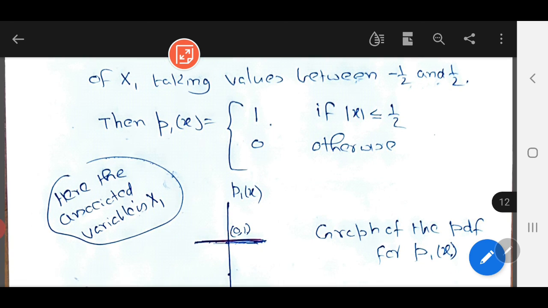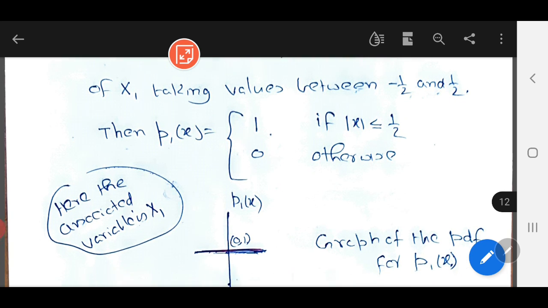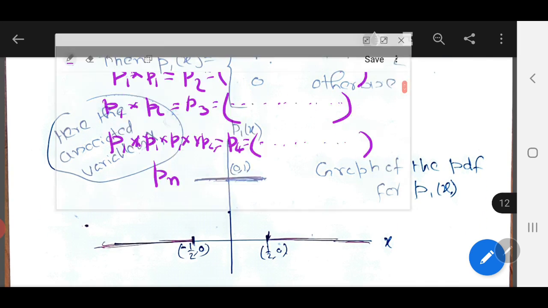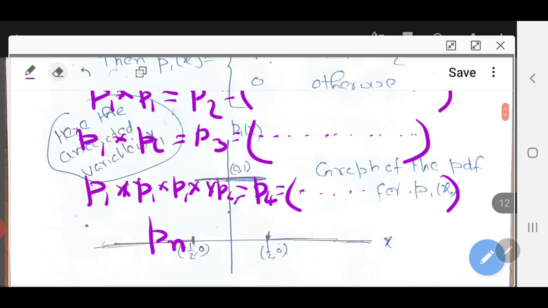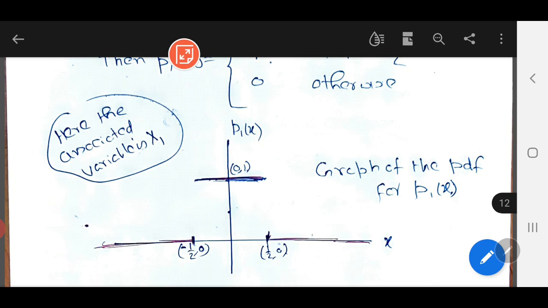So here I have taken an example. Again we started with a uniform random variable, which takes values between minus half and half. This is a uniform continuous variable. How does the curve look? This is a continuous curve. Okay, we see this is the graph of the uniform distribution, which takes values from minus half to half.